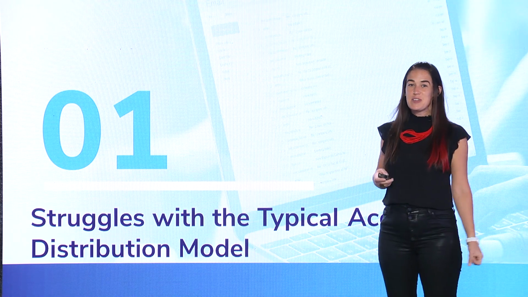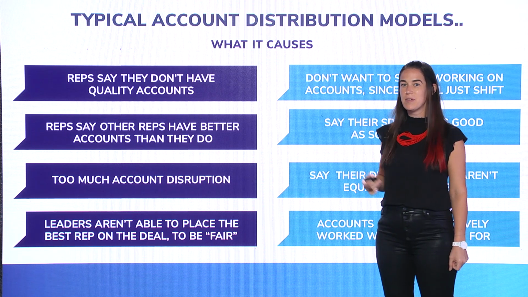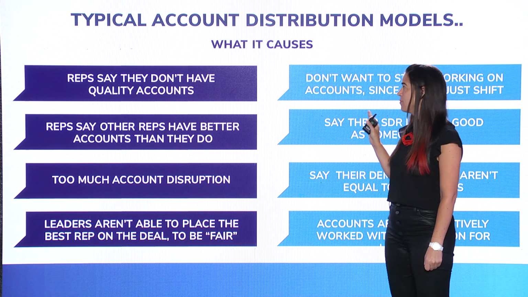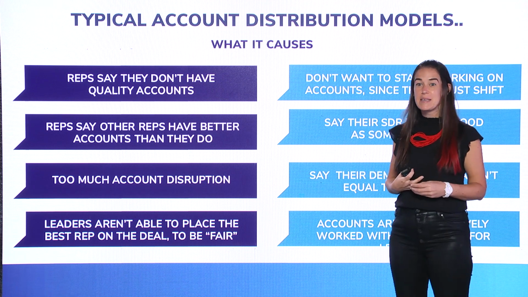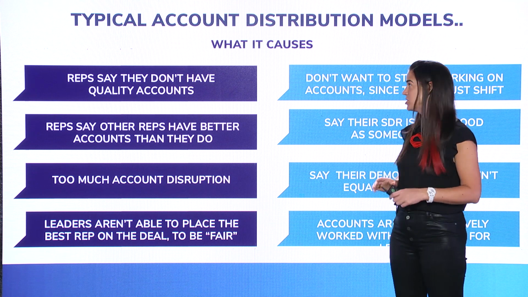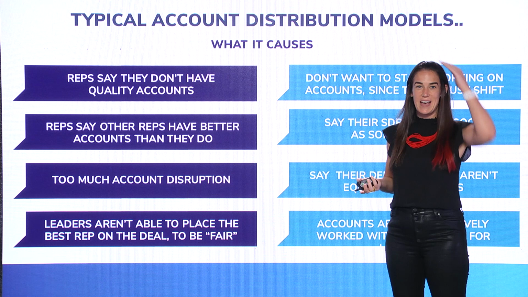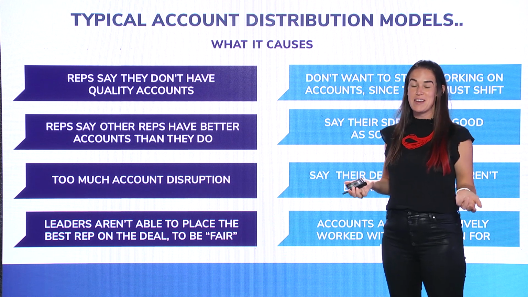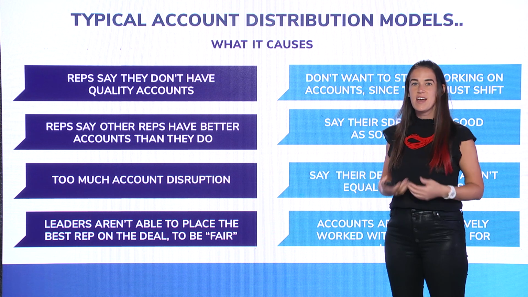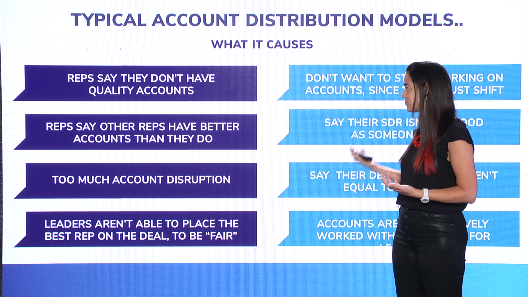I'd hate to be the girl that starts with struggles, but that's what we're going to do. The struggles with the typical account distribution model are the following. Number 1, one of the biggest complaints that I hear from account executives is that they don't have high quality accounts. They say, my territory is BS, that's why I'm not hitting quota, because these accounts either aren't a good fit or I can't really sell into them. That is the impetus of the problem here.